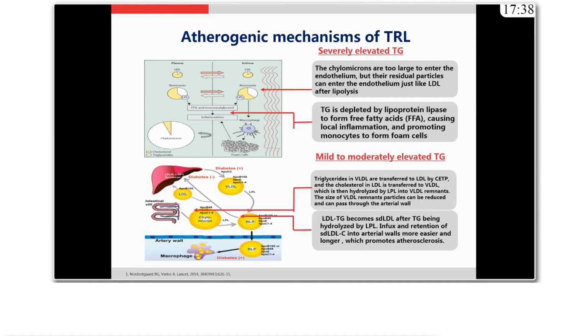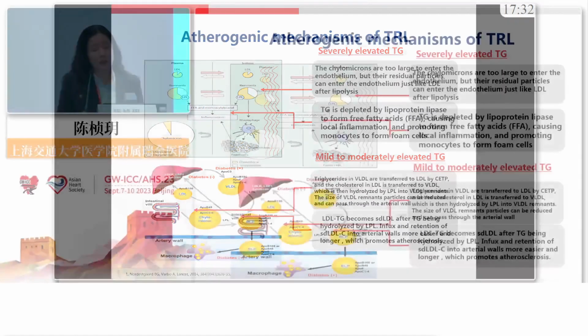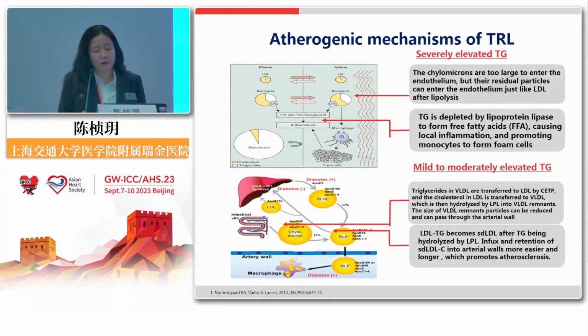When TG is mild to moderately elevated, TG in VLDL is transferred to LDL by CETP, and meanwhile the cholesterol in LDL is transferred to VLDL, which is then hydrolyzed by LPL into VLDL remnants. The size of VLDL remnant particles is reduced so they can pass through the arterial wall.